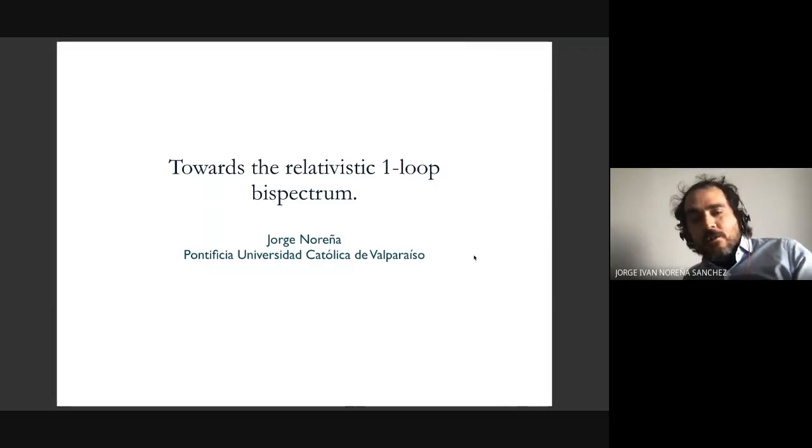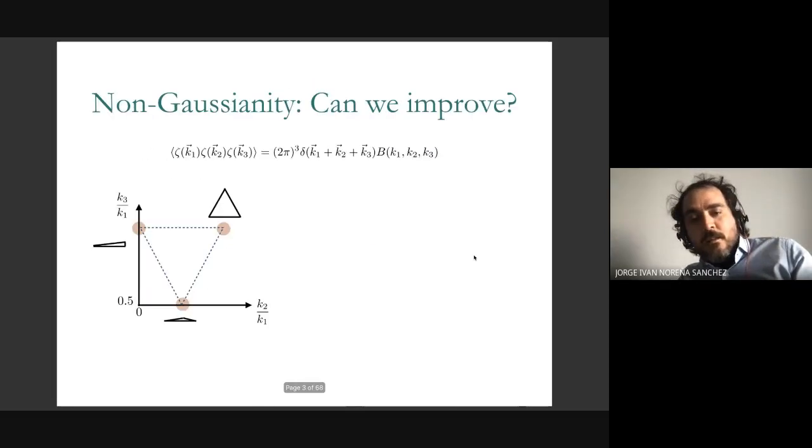And I want to tell you about a couple of works that we did in the last few years, in which we want to compute the relativistic wide-loop galaxy bispectrum, and we've taken the first steps in that direction. So I want to start by motivating it. I mean, why do such a complex calculation? And the motivation is primordial non-Gaussianity.